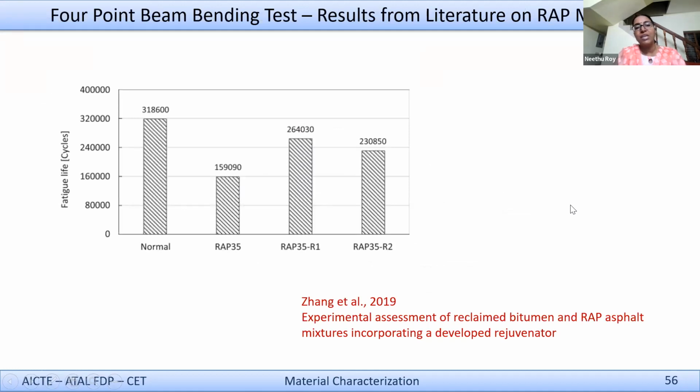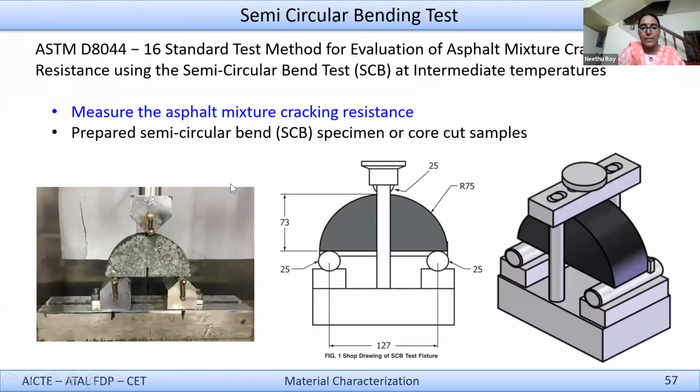Now, this is one literature which studies RAP mixtures. So the first is the fatigue life. You can see that this was a normal mixture. They've used some 35% RAP. The fatigue life has come down. So your material has actually become stiffer in this case. When they use two rejuvenators, again you will be discussing rejuvenators at a later stage, you see that as you add the rejuvenators, the fatigue life could be improved. You'll have further discussions on this later.